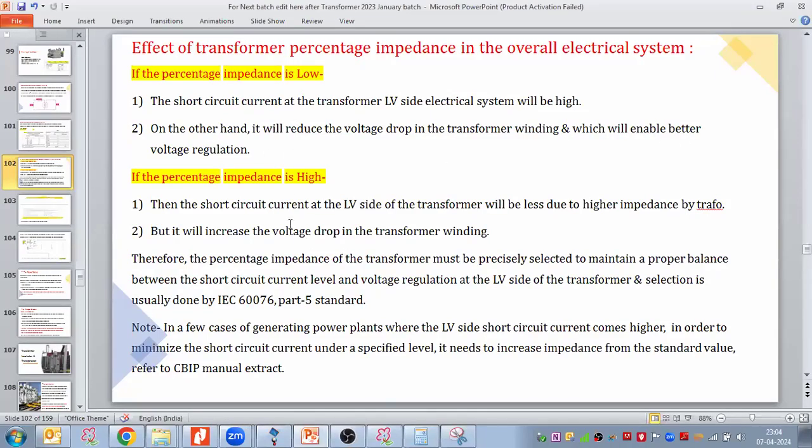If in case we have higher percentage impedance, then the short circuit current at the LV side of the transformer will be less.